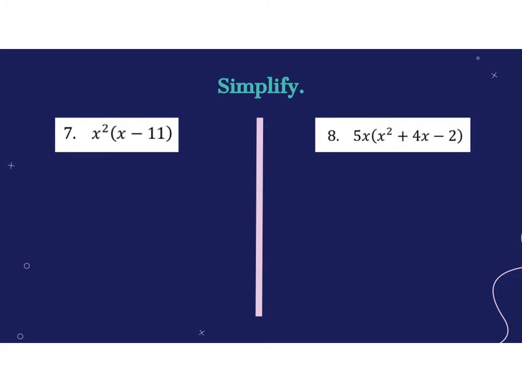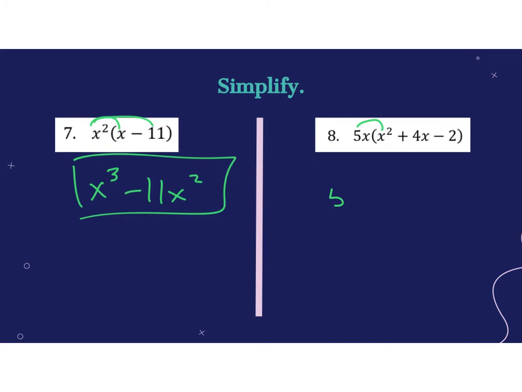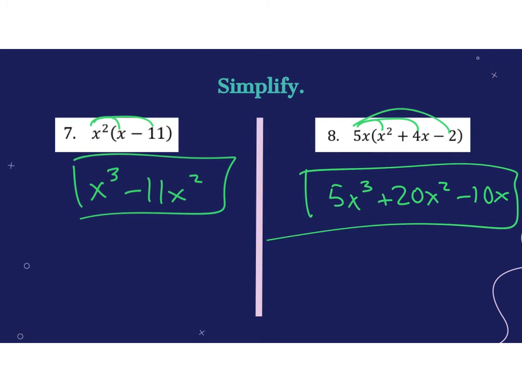Let's take a look at number 7. Distribute that x squared, so I have x squared times x, which is x to the third, and x squared times negative 11, which is negative 11x squared. It's already in standard form, no like terms. 5x times x squared is 5x to the third. 5x times 4x is 20x squared. 5x times negative 2 is negative 10x. And again, no like terms, and my exponents decrease. They go from 3 to 2 to 1. So that's my standard form.